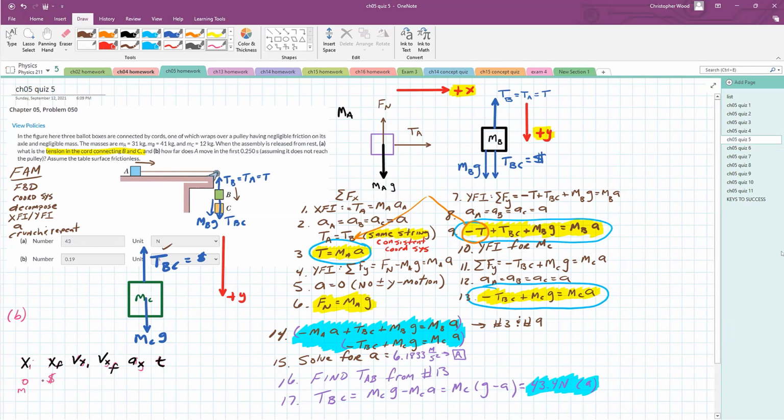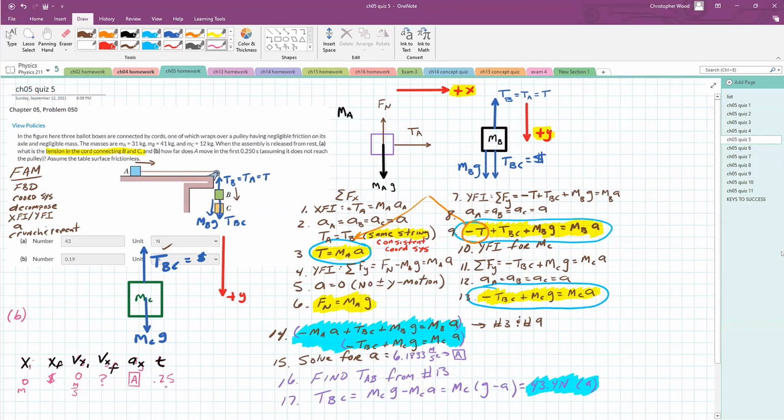How far does it travel in the first 0.25 seconds? It's starting from rest, so this is 0 meters per second. The final velocity I don't know, and I might not care. A is whatever I have here in memory location A. Do I still have that? Yes, I've stored that acceleration value, and T is 0.25 seconds.